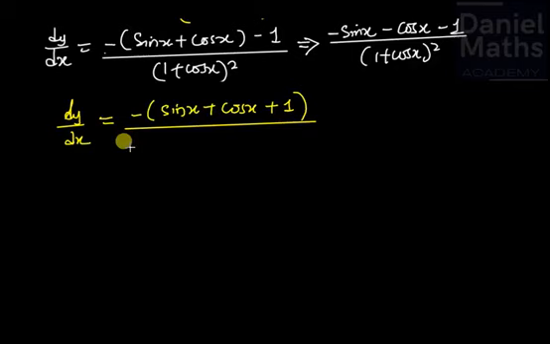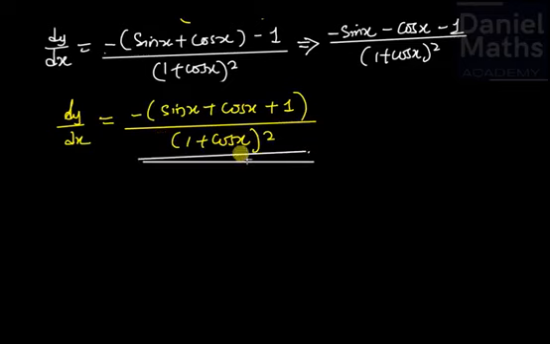all of this being divided by 1 plus cos x all squared. So this happens to be our final answer to this question. So this is our final answer, guys. Alright, so please take note of this.